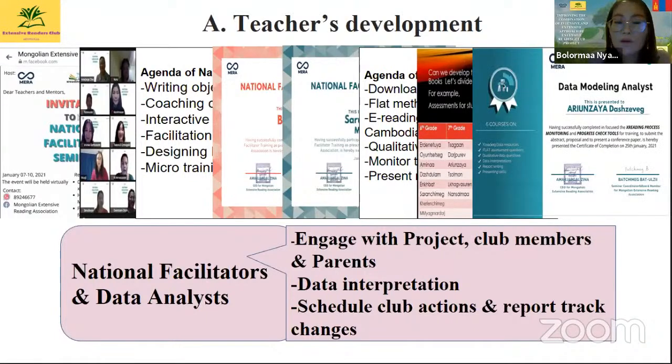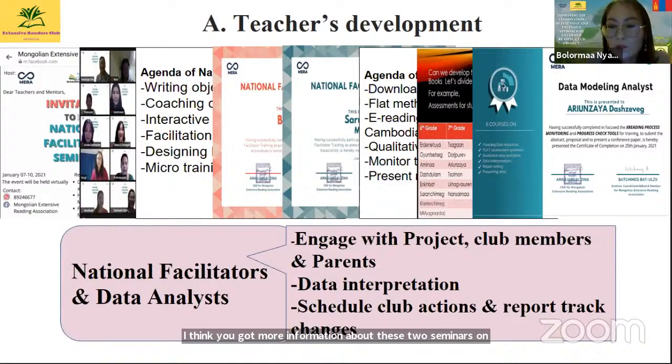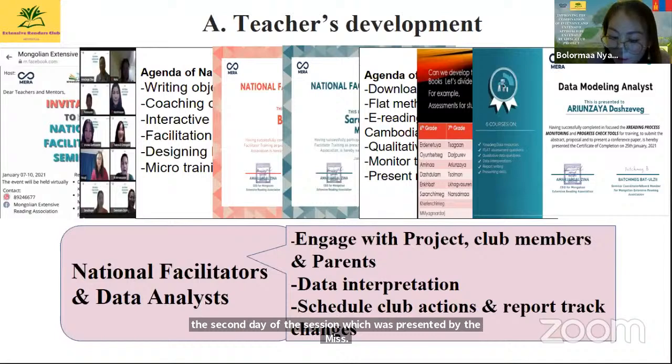I think you got more information about these 2 seminars on the second day of the session, which was presented by Miss Zina Marjargal. So I'm going ahead.